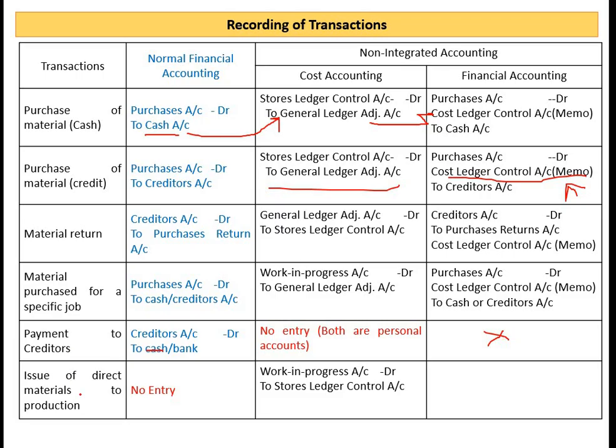Like issue of direct material to production. Such an entry we do not record under normal financial accounting, but we do record it under the costing system, like work in progress account debit to store ledger control account. In this case you can see the store department is issuing material to the work in progress or factory. That's why work in progress account debit to store ledger control account. Similarly, no entry will be recorded under the non-integrated financial accounting system. So again this will be one more point of reconciliation, a point of difference on which we will make reconciliation.